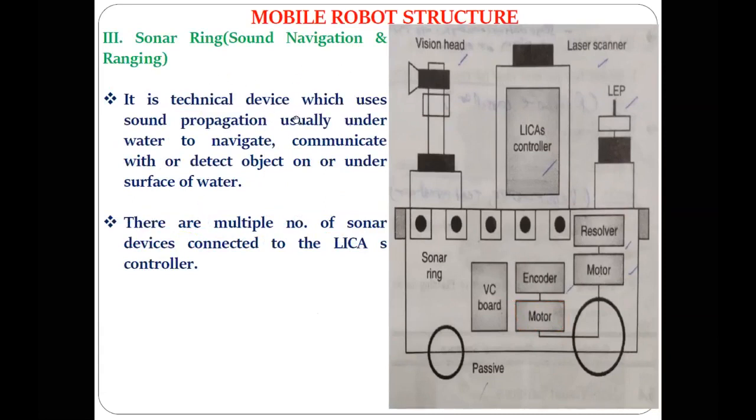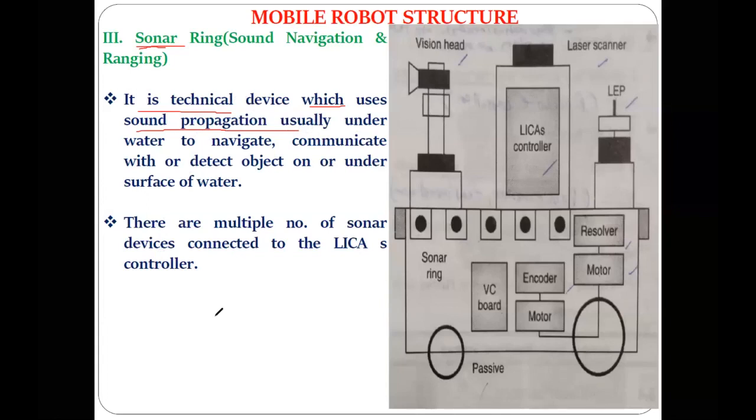Then next we have the sonar ring. Sonar stands for sound navigation and ranging. In physics, you must have heard about this device. It is a kind of technical device which uses sound propagation. Particularly, these devices are being utilized for ships.